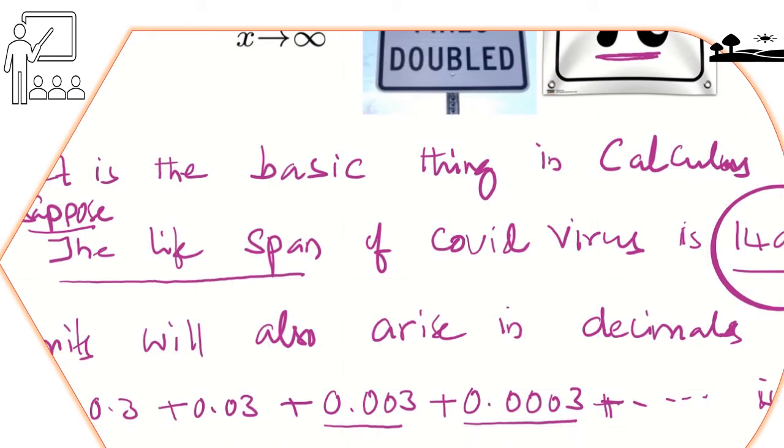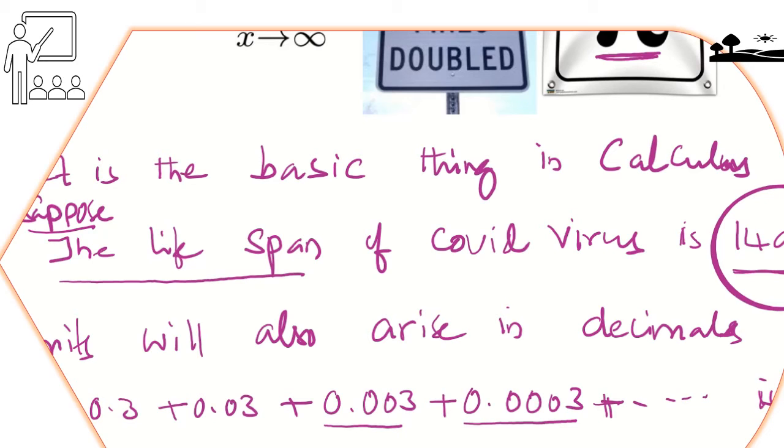And another example: we are so much worried about coronavirus, COVID-19. The lifespan of the COVID virus is given as 14 days. That means after 14 days, definitely it gets exhausted. So this is another example of a limit.